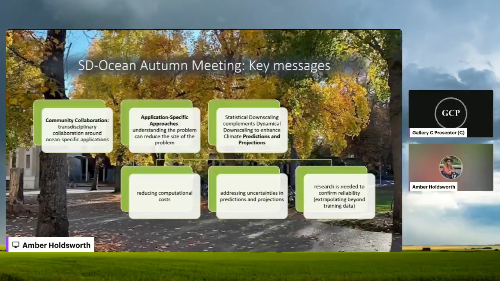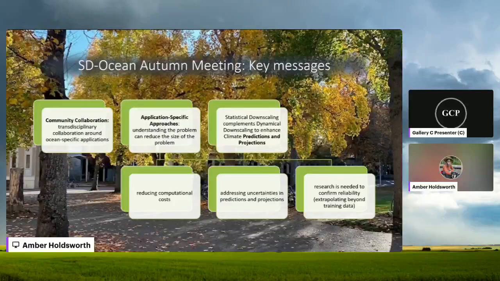Key messages that came out of that group were that there's a strong need and desire for community collaboration. Here I put transdisciplinary, and I use that word because it's not just that we come together and sort of stay in our own lanes and provide advice. Instead, we're trying to work together to break down barriers and come up with something new. And so we talked a lot about application-specific approaches. We really need to understand the specific problems to reduce the size of it and decide what method we should use. We talked a lot about how statistical downscaling can complement dynamical downscaling to enhance predictions and projections.